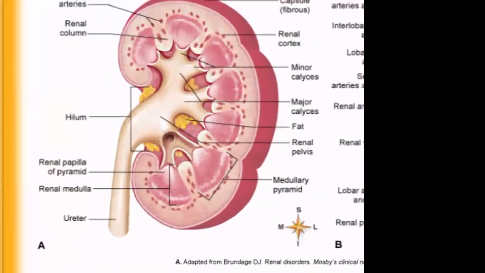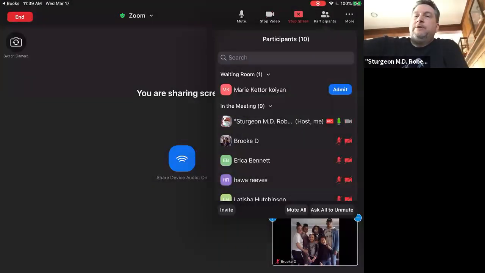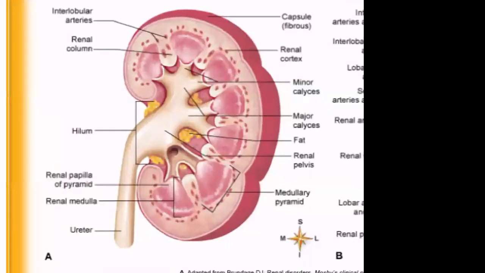So the filtering is occurring inside of the cortex and then a bit into the medulla. And reabsorption is also happening in both of these places. And then what is collected, what was left over, is what we call urine. And that is collected in the minor calyces, which drain into a major calyx, which drains into the funnel-shaped renal pelvis, which drains into the ureter. And we'll see that the ureter, this tube, is a tube that has muscle in its walls.